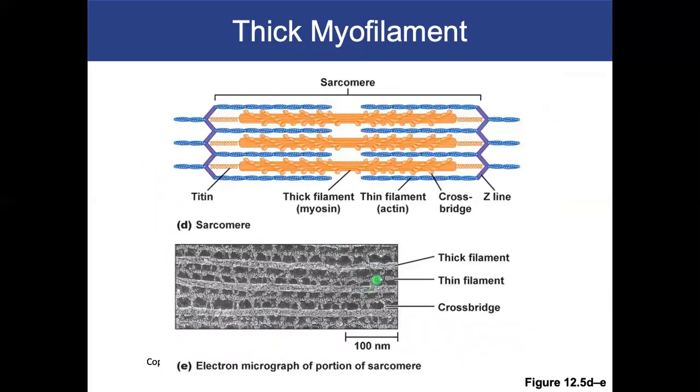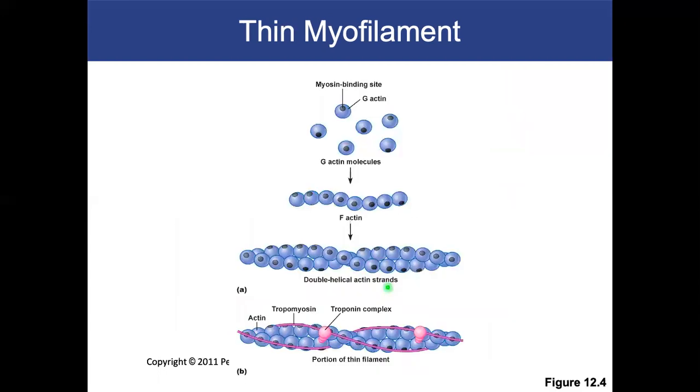Again, here's an electron micrograph of a sarcomere. So it shows the thick filament, the thin filament, and the cross bridging occurring. Okay, let's take a look at the thin filament. So the thin filament is actin. So notice that these are beads or globular proteins of actin. It's called G-actin. The black spot is where the myosin head binds. Okay, so it's a double helical actin strand. So there's one helix, and then there's another helix. And notice that the black dots are where myosin binds.